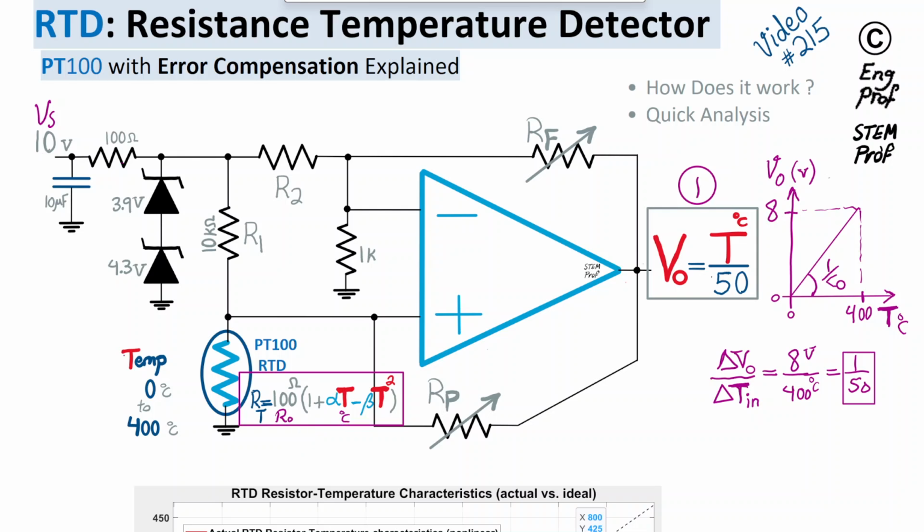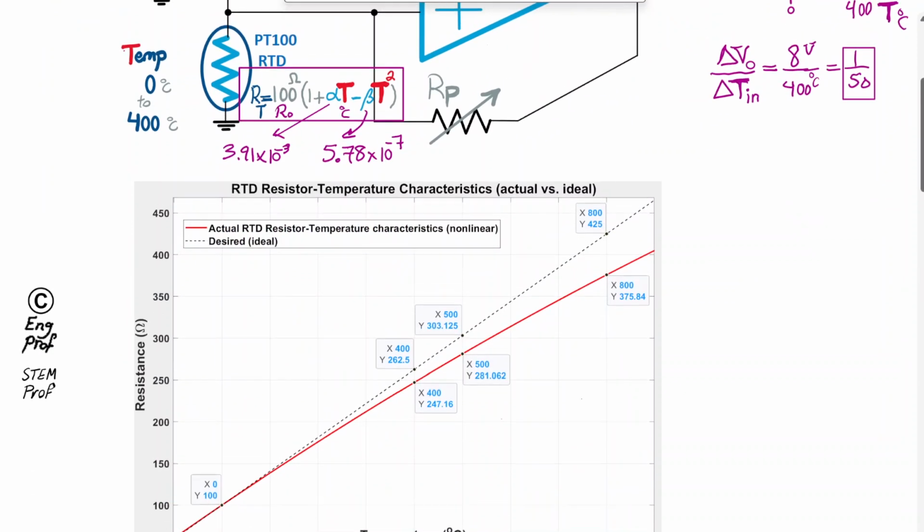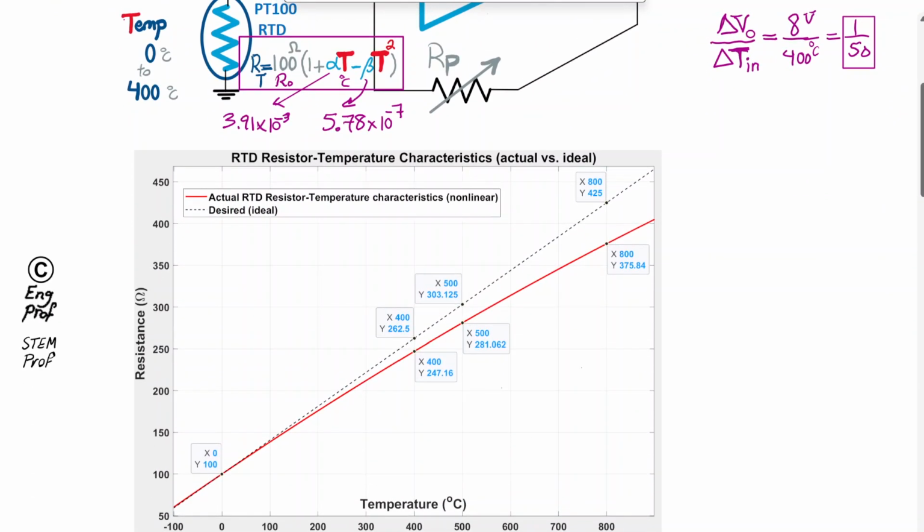Alpha is 3.91 times 10 to the power minus 3, a property of PT100. Beta is unfortunately not 0. It is 5.78 times 10 to the power minus 7. Because of this non-zero beta and the dependency on second order nonlinearity, we are suffering from this result. So the result is like this.